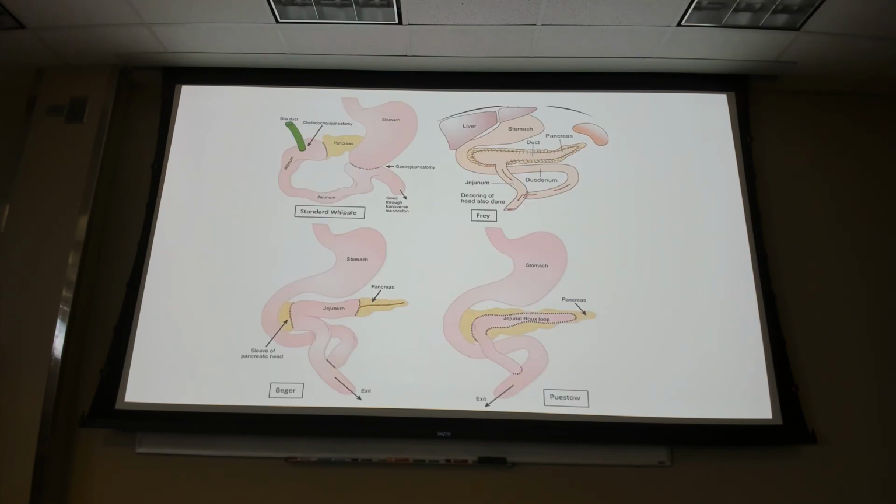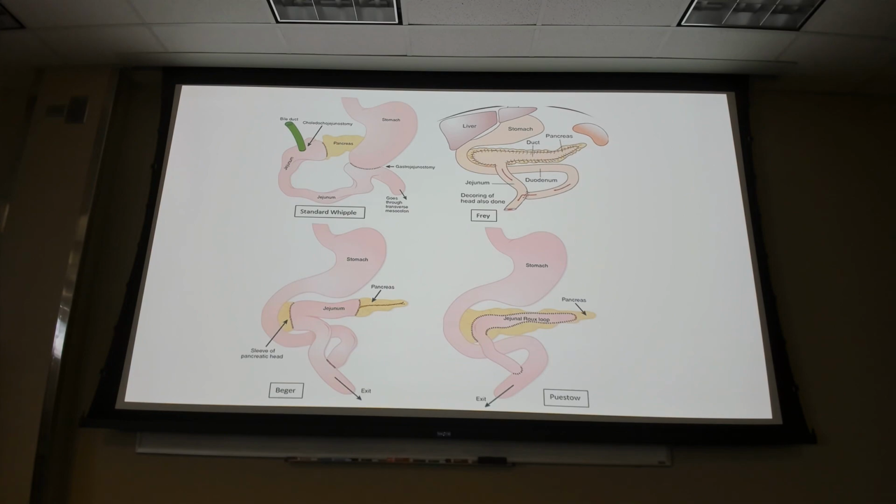And this is just a graphic of the different procedures that we use. Basically, we're rewiring the whole system there. We're going to move parts of the duodenum, we're going to attach the pancreas to different sections. And based on where the disease is in the pancreas, that's how we decide which procedure we're going to use for this.